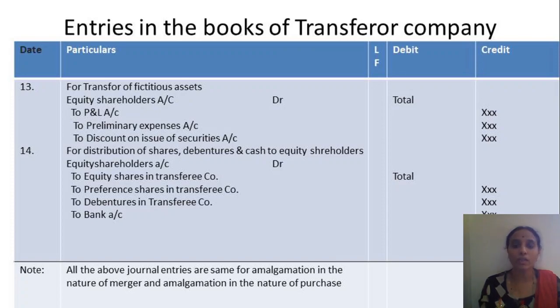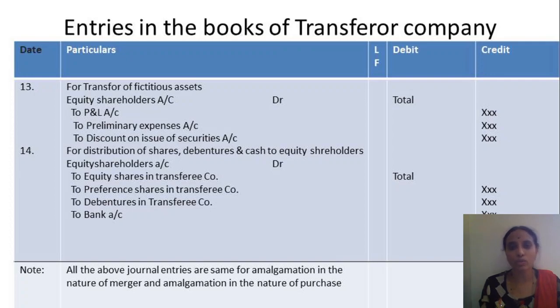To transferor company shareholders, you can give transferee company shares, debentures, and cash. So in that case, for distribution of shares, debentures and cash to the equity shareholders, in the books of transferor company, what do we do? Equity shareholders account debtor to equity shares in transferee company, to preference shares in transferee company, to debentures in transferee company, to bank account.